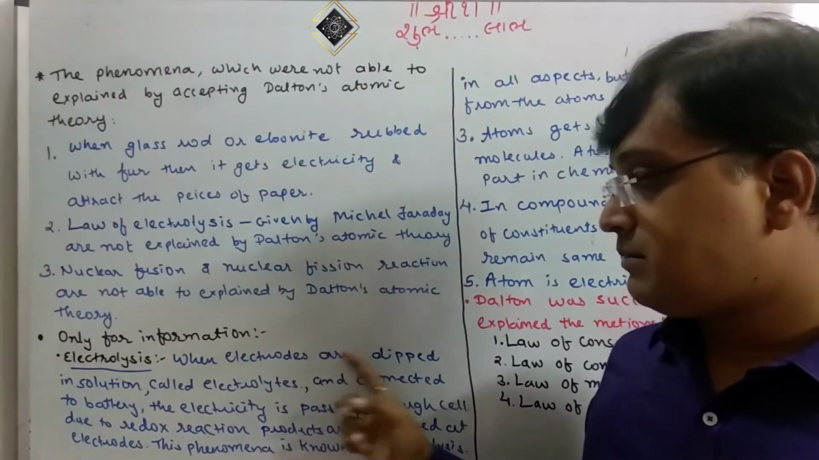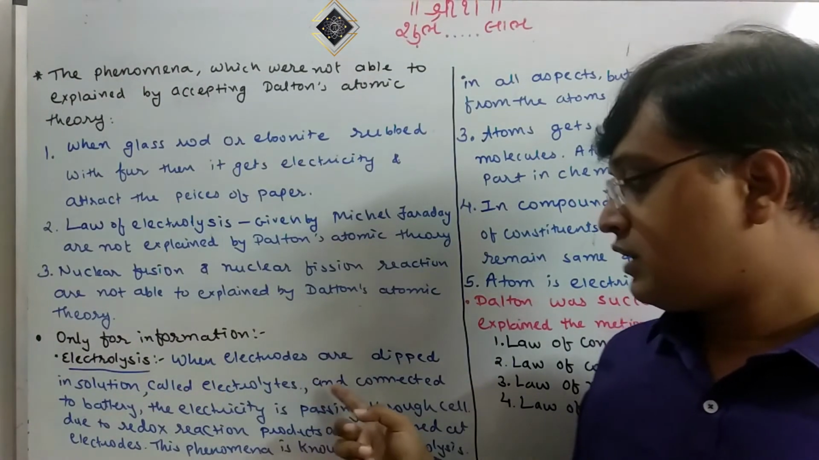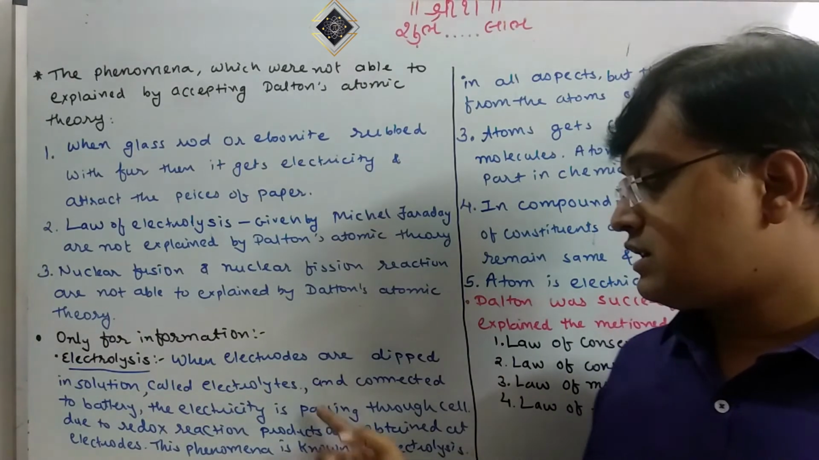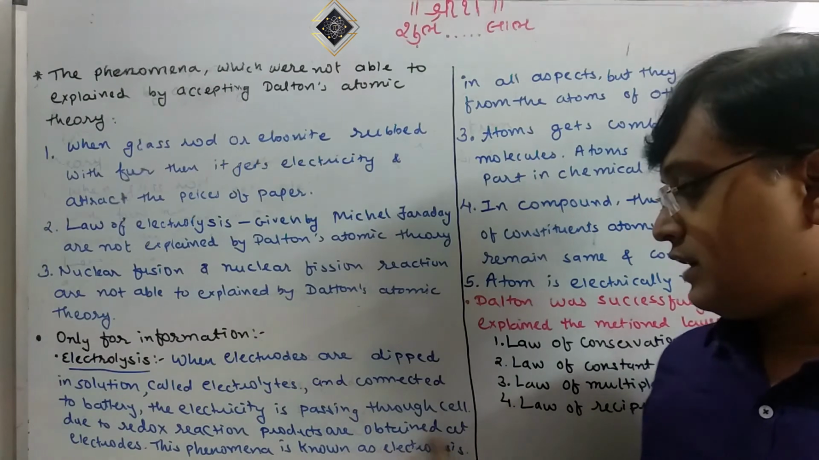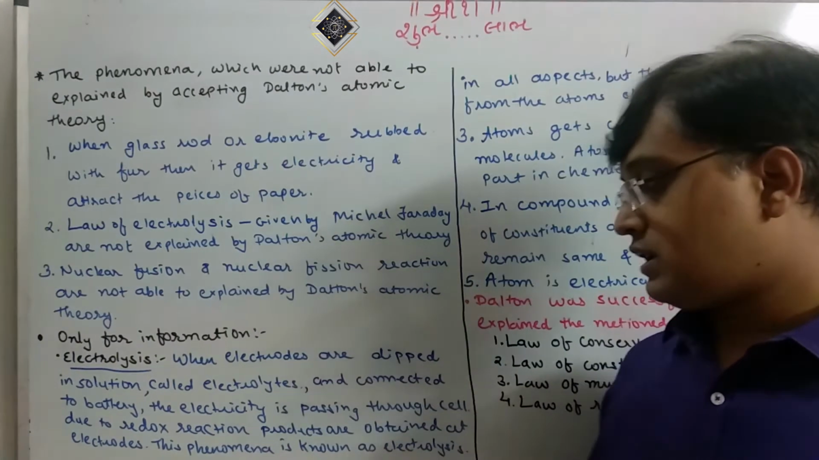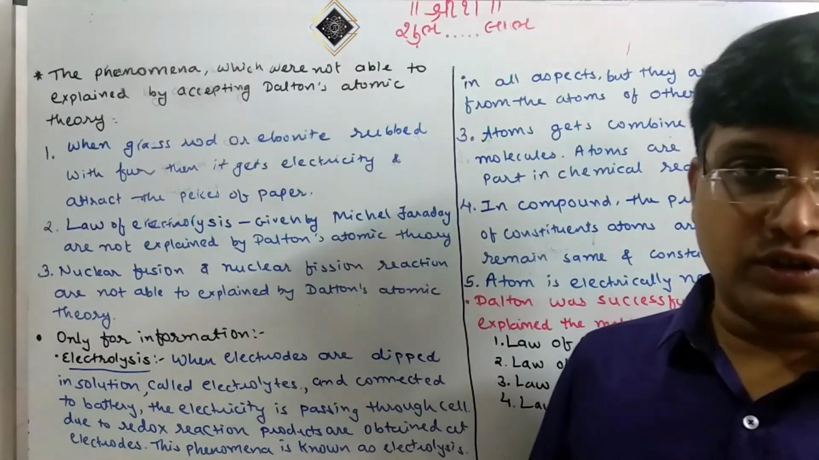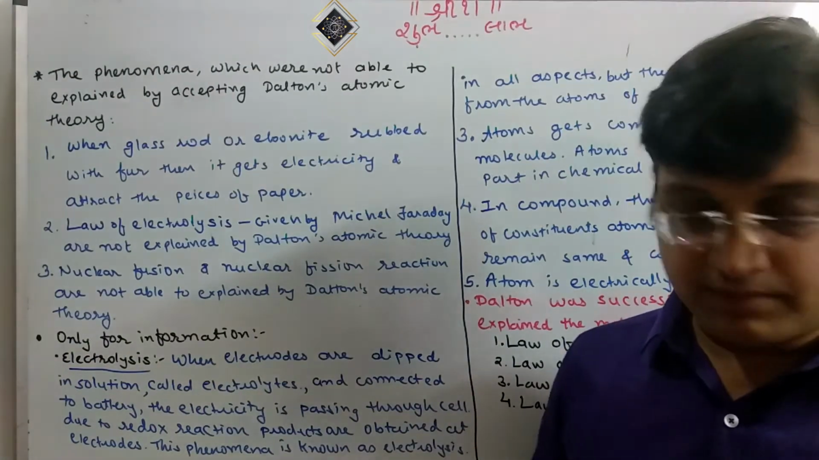And just write down the definition of electrolysis, just for your information, nothing else. When electrodes are dipped in a solution called an electrolyte and connected to the battery, electricity passes through the cell. Due to the redox reaction, products are obtained at the electrode. This phenomenon is known as electrolysis. Clear? This is just for your information.